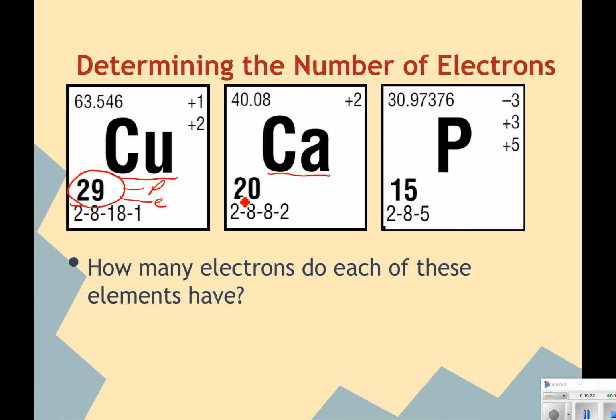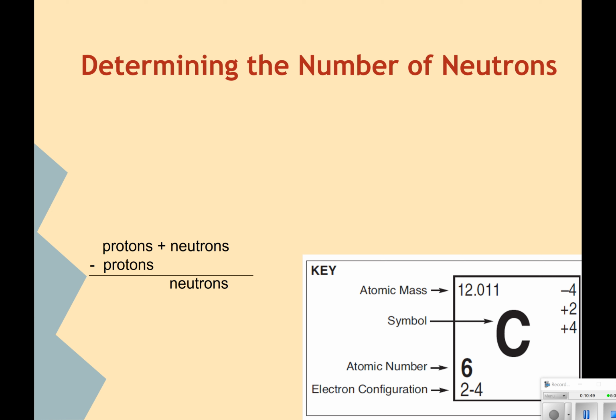Element Ca, which is calcium, we have an atomic number of 20, so we have 20 protons and 20 electrons. Element P, otherwise known as phosphorus, has an atomic number of 15, and we have 15 protons and 15 electrons.